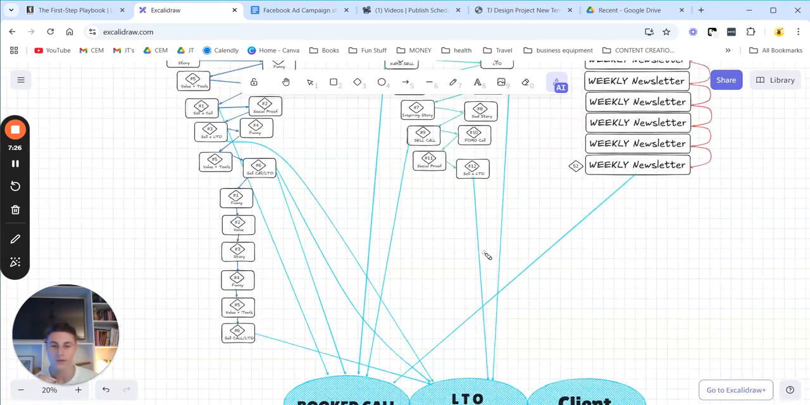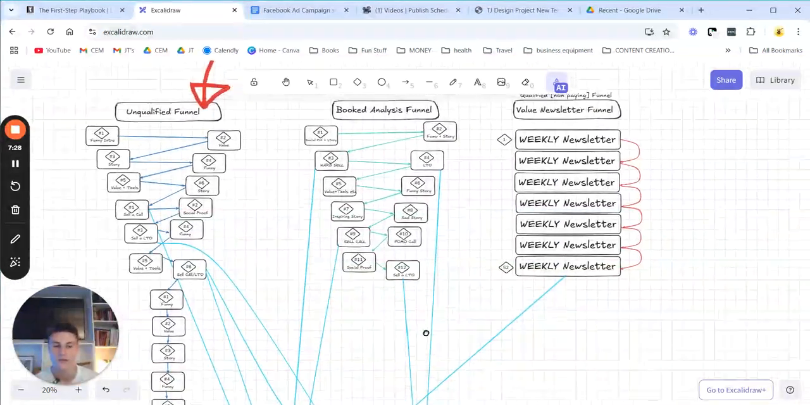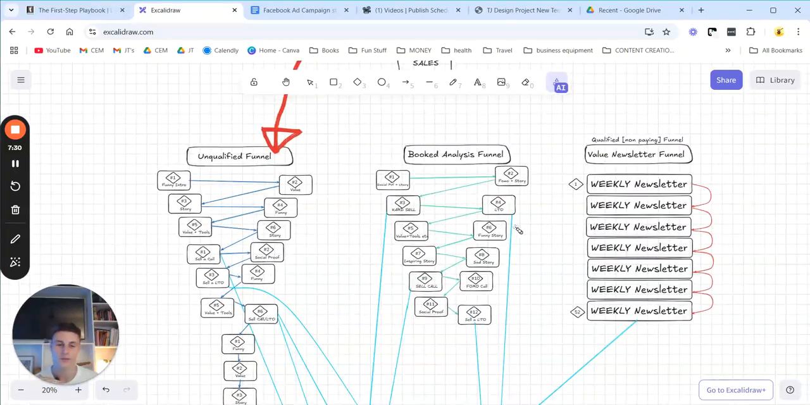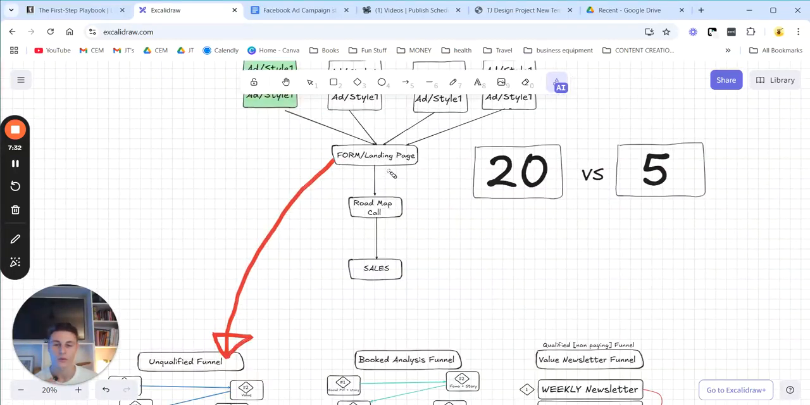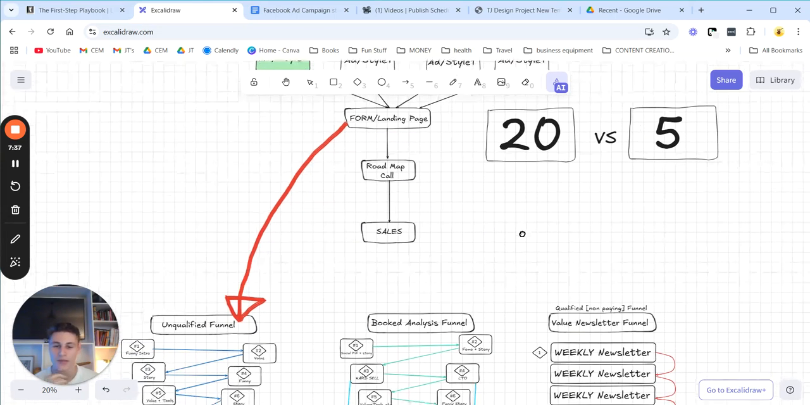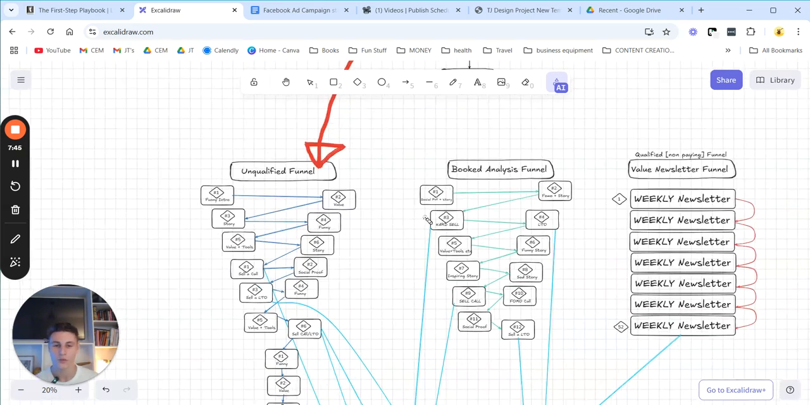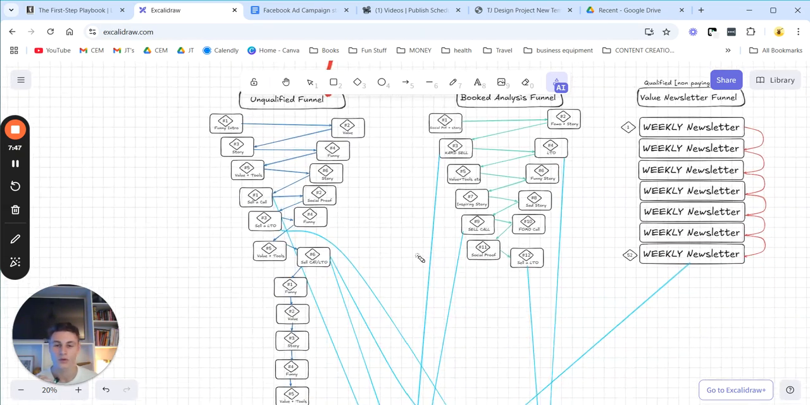Now, why is this important, and why do we have 3 different sections here? We have 3 different sections because if we go back up here, all the clients we get from our leads and all the clients we get from our successful campaigns, they're still unqualified. Just because we have their name, number, and email, it doesn't mean that they're qualified leads. It means that they're leads, period. So what we have to do is qualify them through this booked call funnel.